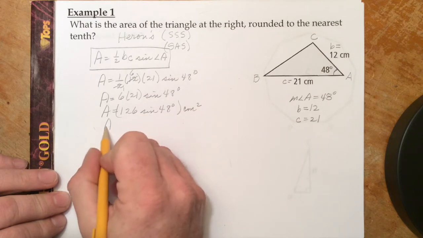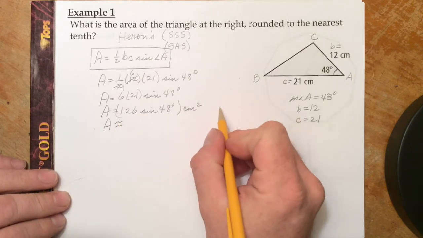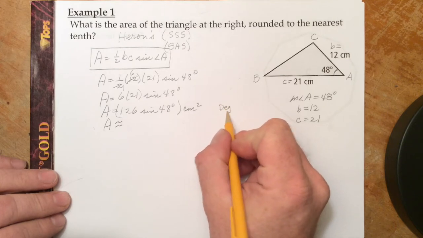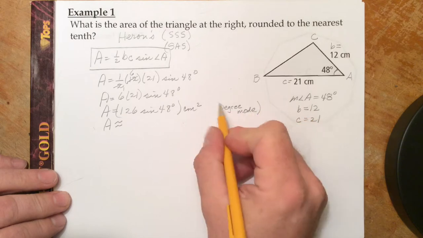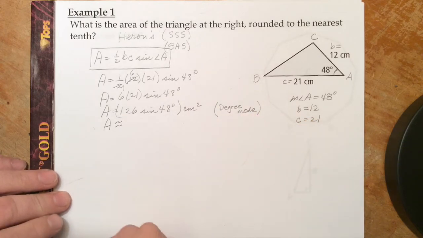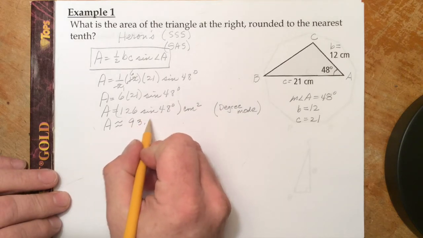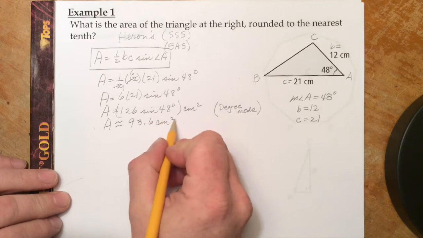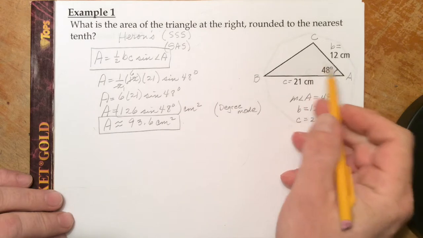They asked for the approximation, so we take our calculator. Make sure you're in the degree mode. In your calculator, put in 126 times the sine of 48, round to the nearest tenth, and you get about 93.6 square centimeters. The area of this triangle is close to 93.6 square centimeters.